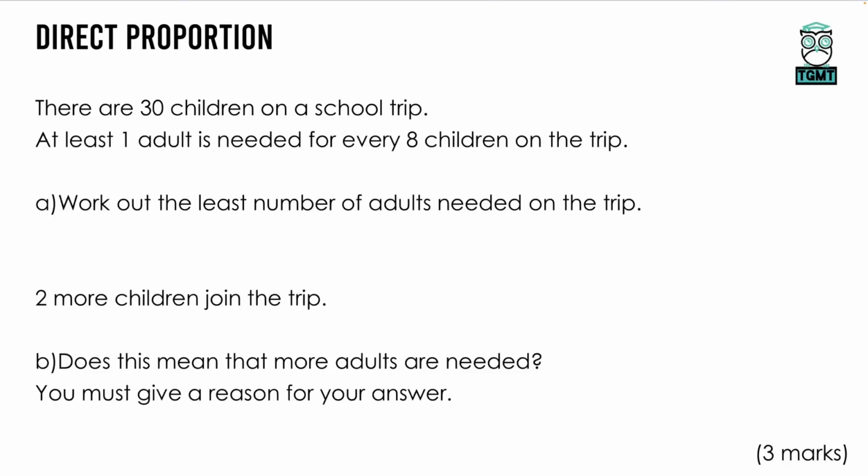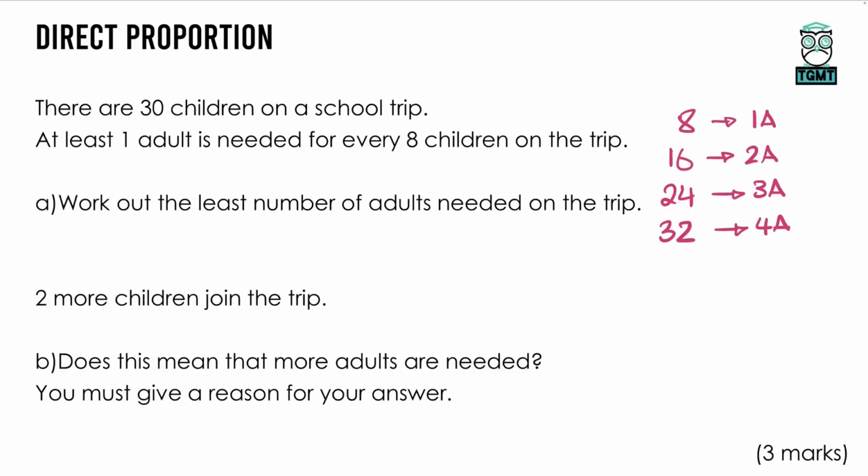So if we count up in 8s, so 8 children would be equal to 1 adult. Let's just write that as 1A. The next 8 would get you to 16 children, and that would be 2 adults. The next one would be 24, which would get you to 3 adults. And the next one actually goes over 30, it goes to 32. And that would need 4 adults.